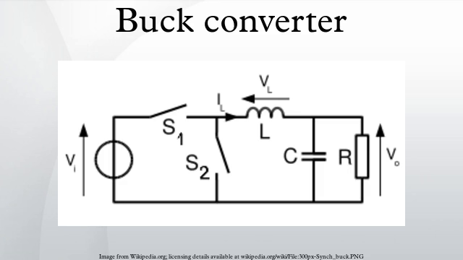A buck converter is a voltage step-down and current step-up converter. The simplest way to reduce the voltage of a DC supply is to use a linear regulator, but linear regulators waste energy as they operate by dissipating excess power as heat.